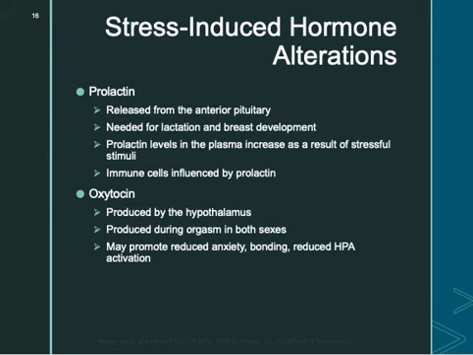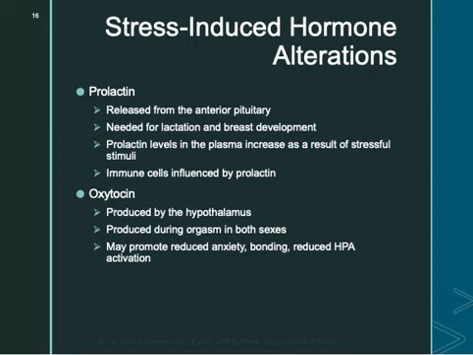Other ones are prolactin. Actually, there's a beneficial response from prolactin. It's once again released from your anterior pituitary, and we'll talk about this in endocrine. But prolactin is what is needed for lactation and breast development. But prolactin levels do actually increase in the plasma as a result of stressor stimuli. So even if a patient had surgery or an acute injury, prolactin levels actually increase.